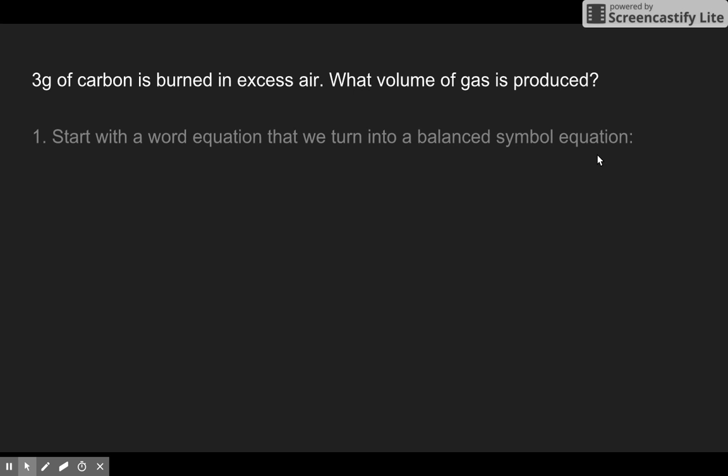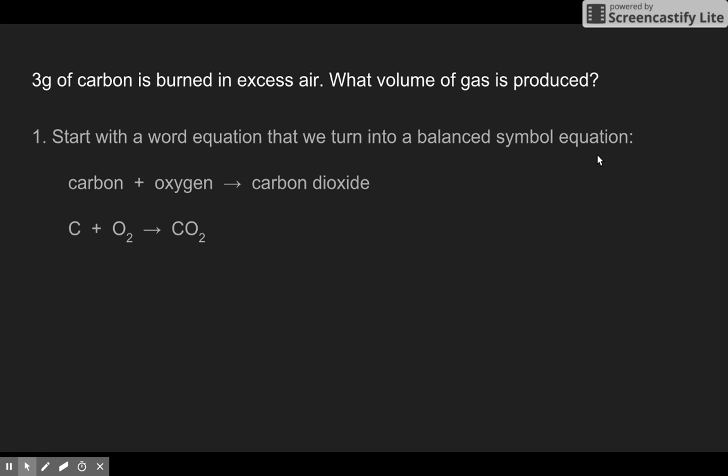Next, here's an example of a question. 3 grams of carbon is burnt in excess air. What volume of gas is produced? So what we'll do is we'll work through this. You need to start with the word equation and turn it into a balanced symbol equation. Again, press pause on your video and see how you go. You can double check that in a minute. There's your word equation. And there's the balanced symbol equation, ever so easy.